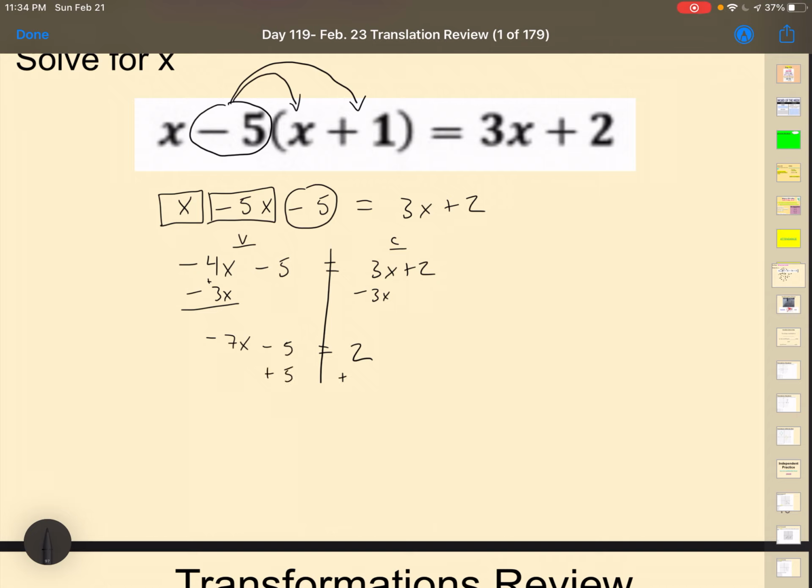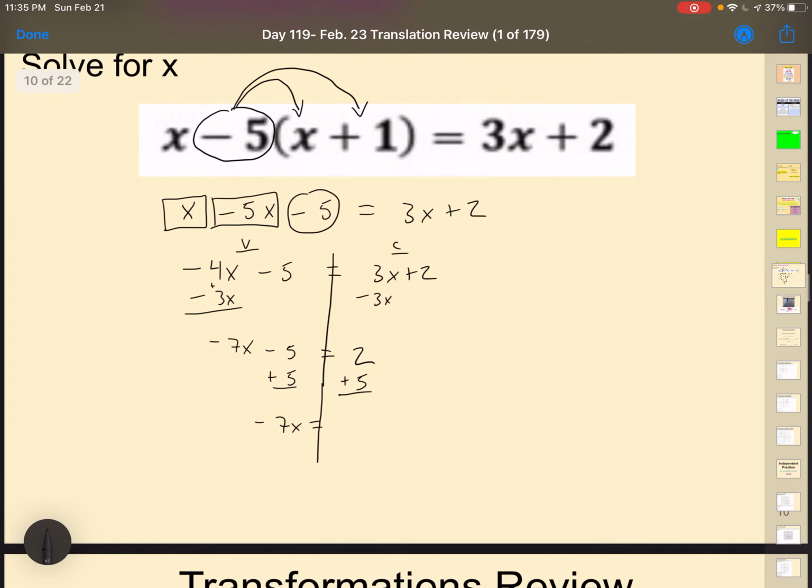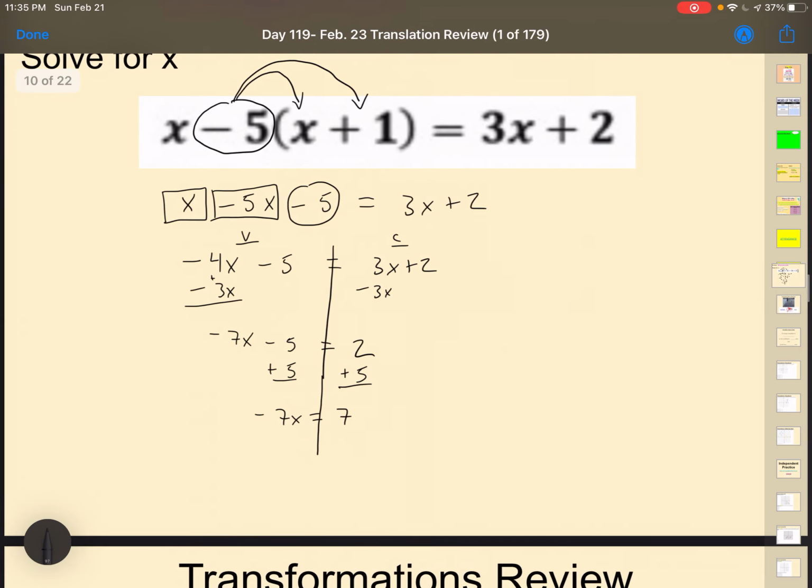Remember, inverse operations. Add 5 to both sides. I'm going to get negative 7x equals, over here on the right, 2 plus 5 gives me 7. And then my last step here is to divide. Remember, divide by negative 7 on both sides. Still with those inverse operations. We get x equals a positive divided by a negative gives me a negative. 7 divided by 7, positive 7 divided by negative 7 gives me 1. So -1 is my answer.